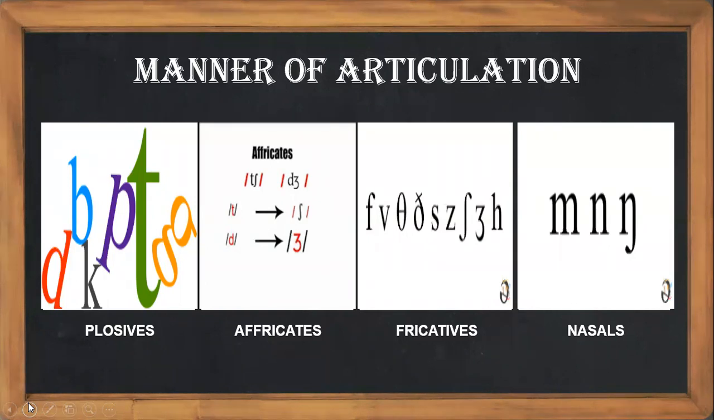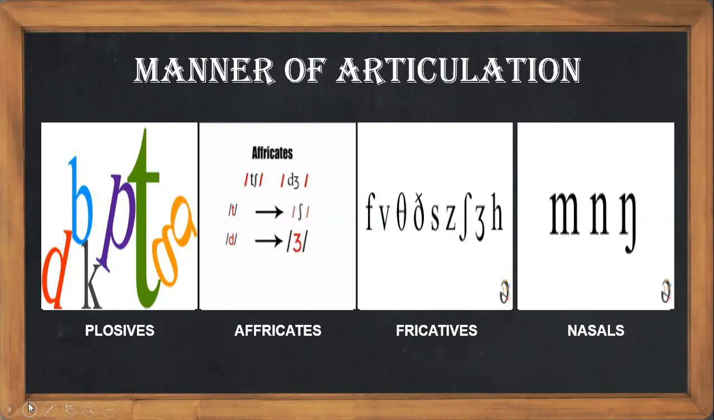So the first is plosives. Plosives are produced when the air stream is completely stopped and then let go abruptly, suddenly. Complete closure of the airstream and then sudden release of it causes plosives to be produced. There is an explosive sound. When there is complete closure of the air passage and then it is suddenly released, the plosive sounds are produced.